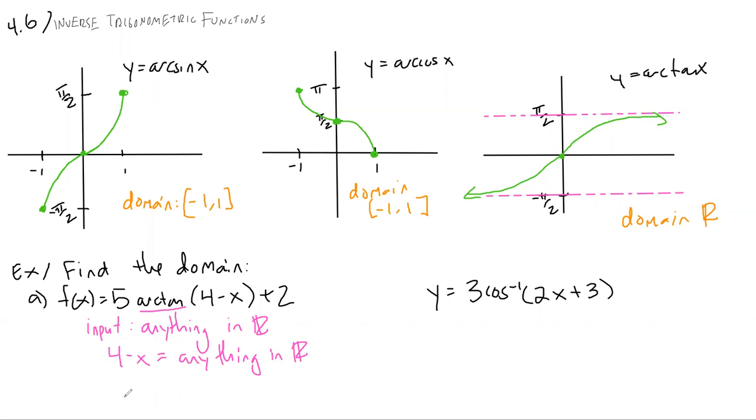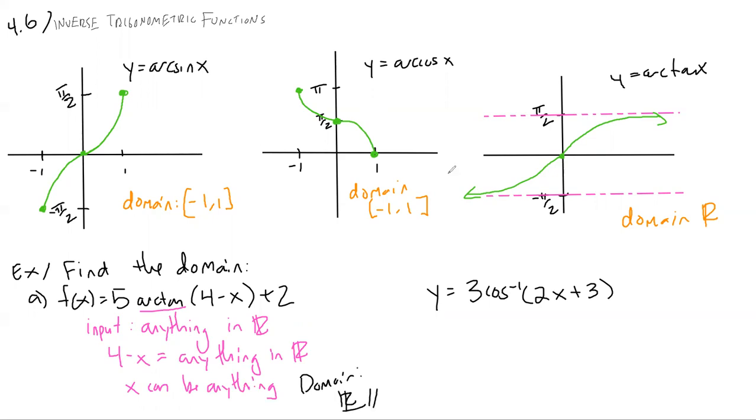Well, x can be anything. There's no restriction there whatsoever, right? For any x that I plug into 4 minus x, I'm going to get something in R, which is allowed to be plugged into the arctan function. So my domain is all of R.